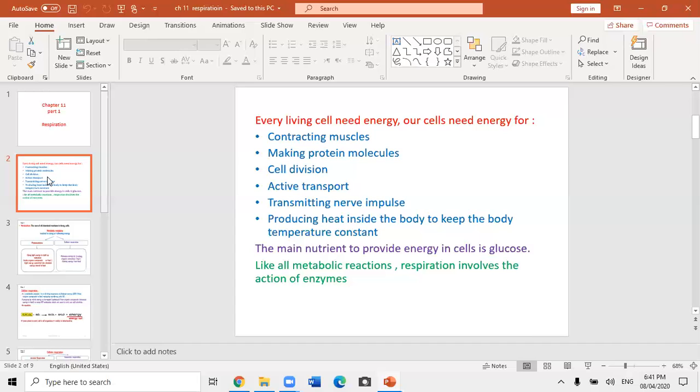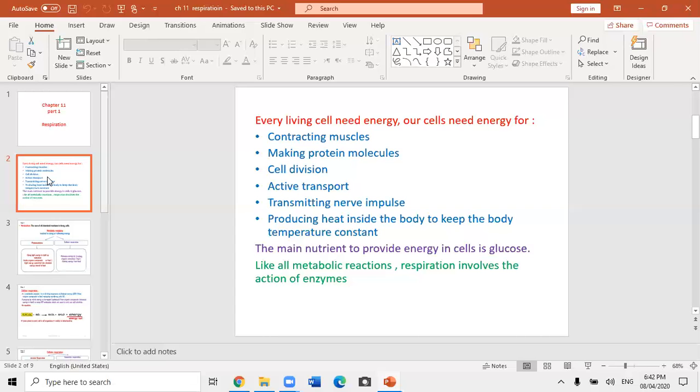Here, like in all metabolic reactions, respiration also involves the action of enzymes. So this is just a start. We start the lesson by recalling, or letting the students remember, that we all need energy. Living organisms need energy for different purposes. The main and simplest form of energy we take is glucose.